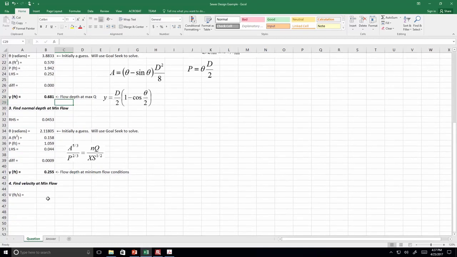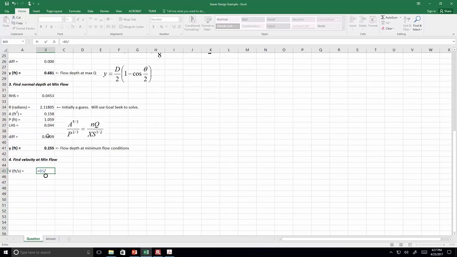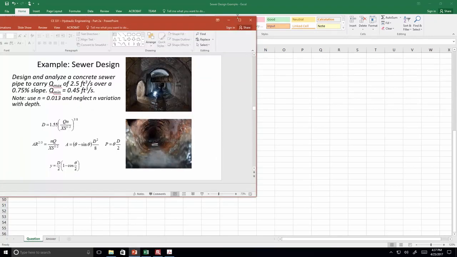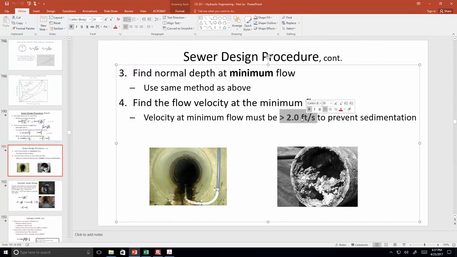Okay, so we know the velocity. We can calculate it. The minimum velocity is just going to be the minimum flow rate divided by the area of flow at the minimum flow rate. So it's going to be 2.85 feet per second. You remember that the limit is that 2 feet per second or more should be seen at the minimum flow rate to prevent sedimentation. So actually, if you've got a pipe that's too big, then that can bring your minimum cleansing velocity below the 2 feet per second. And so sometimes it's a problem.